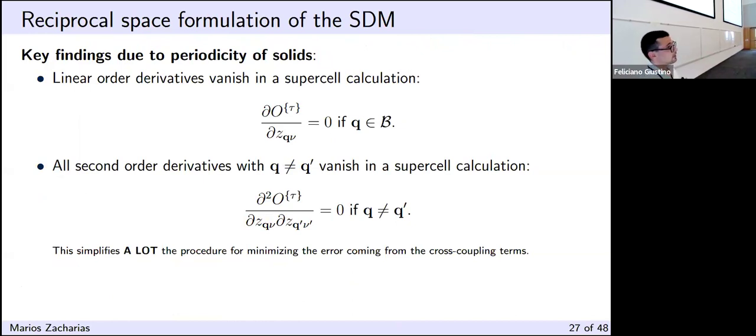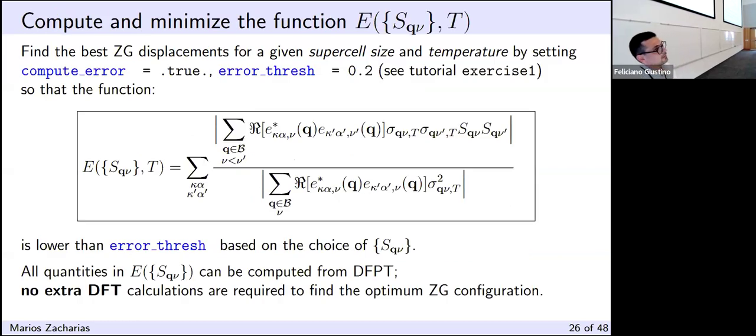But in the reciprocal space formulation, the problem is quite different, so you have a different matrix of signs. You do combinatorics with the restriction that you have the same number of positive signs and negative signs, and by minimizing this error fraction, you can reduce the error. But as I said before, it's not only reducing the error within the supercell size, but also increasing the size of the supercell, because by increasing the size of the supercell, you capture more phonons in your calculations.